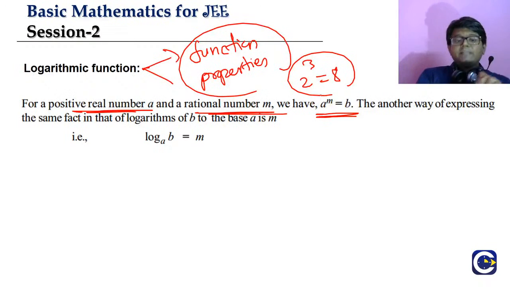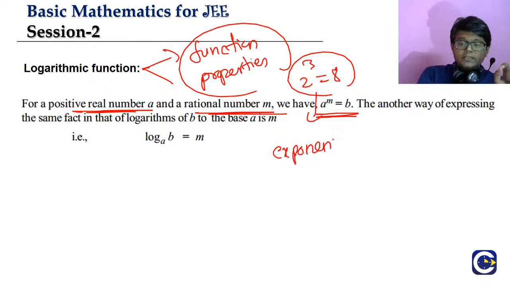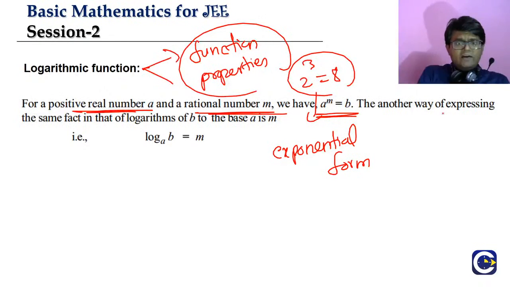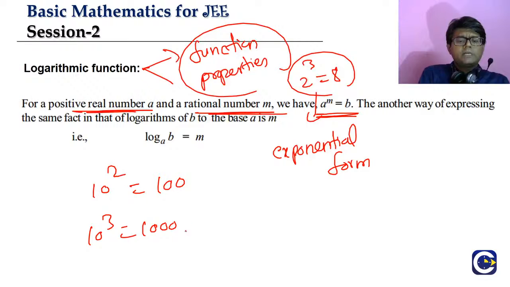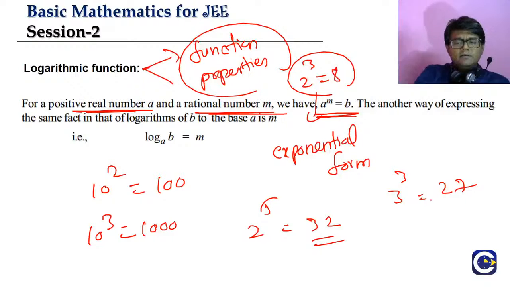This type of expression, you know what we call it as? We will call it the exponential form. Now we can even think about various examples. 10 square is equal to what? 100. 10 cube is equal to what? 1000. Okay. 2 power 5, what will be the 2 power 5 value? It will be 32, right? Like that. 3 cube, what is 3 cube? 27. All these are what? Exponential form. That is what you call it.